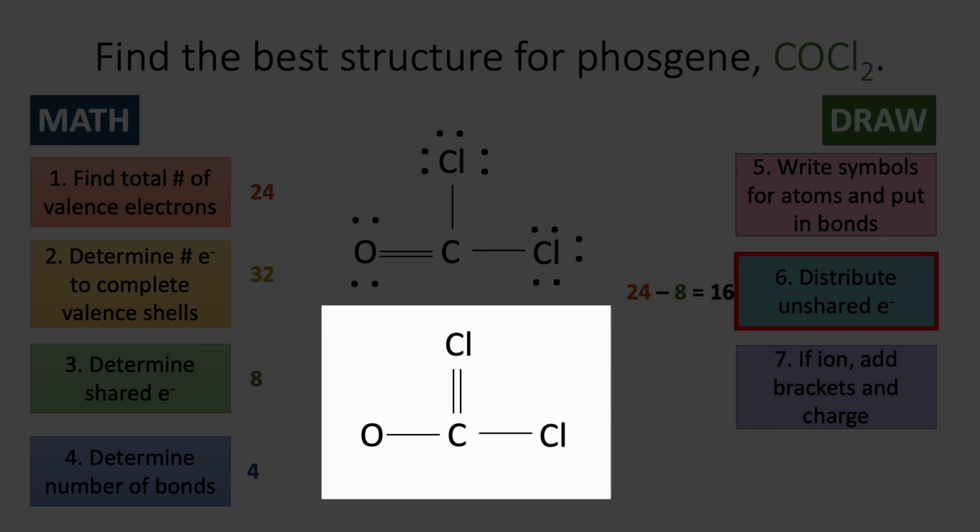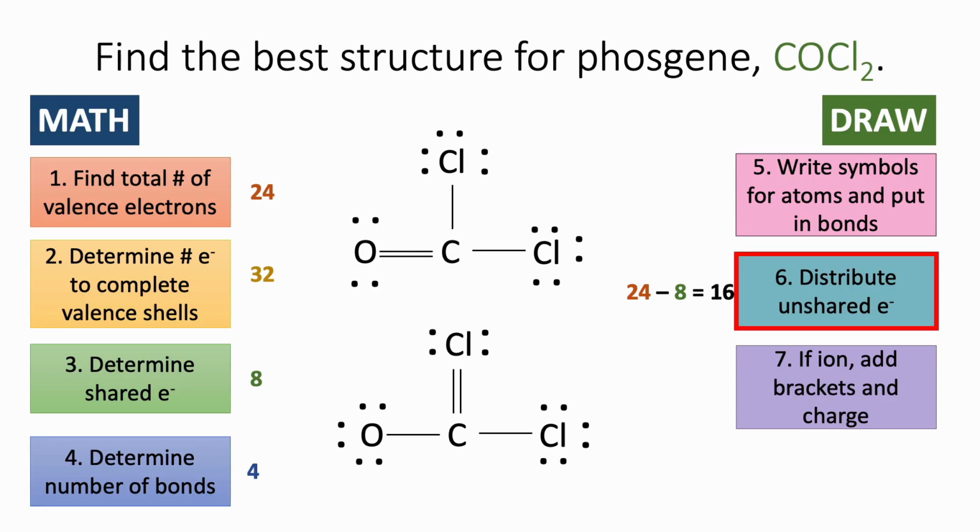In the bottom structure, the oxygen has 2 shared electrons, so it needs 6. This top chlorine has 4 shared electrons, so it needs 4. And the chlorine off to the right has 2 shared electrons, so it's going to need 6. 6, 4, and 6 gives us 16, so we've used all of our electrons. So here are the 2 structures.